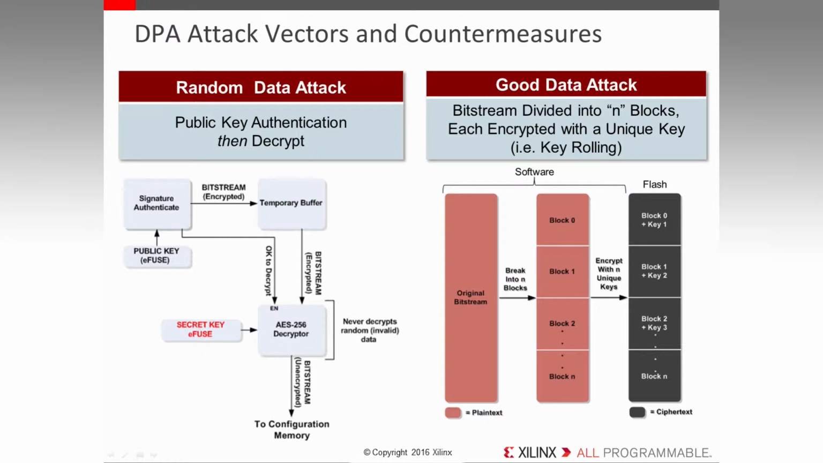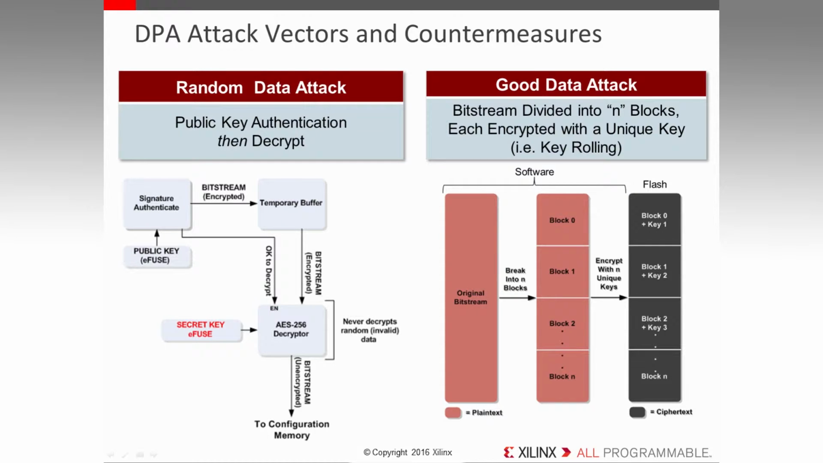The second is a good data attack. Given the size of bit streams, an adversary may be able to use a valid bit stream as input to the cryptographic system and collect enough side channel information in order to perform their analysis. We must consider both these types of attacks in order to protect against an adversary.